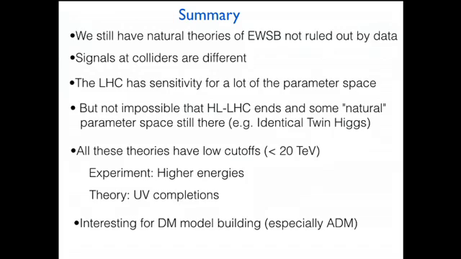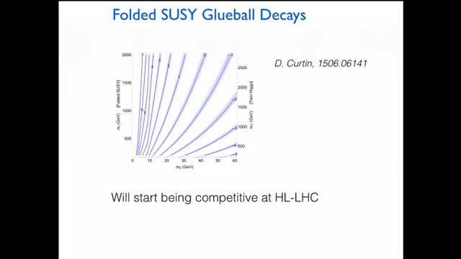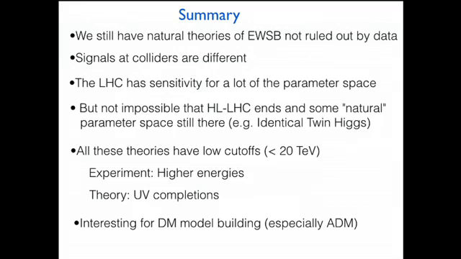I didn't talk about it, but I just want to flash the reference for this person that did this great work, and you'll see in this paper that global decays in folded SUSY could be an important signal at the LHC in the future. However, it's not impossible to imagine that we'll end up at high luminosity LHC with some natural parameter space in some theory like identical twin Higgs, and still we haven't seen anything. It's not an impossible scenario, okay?